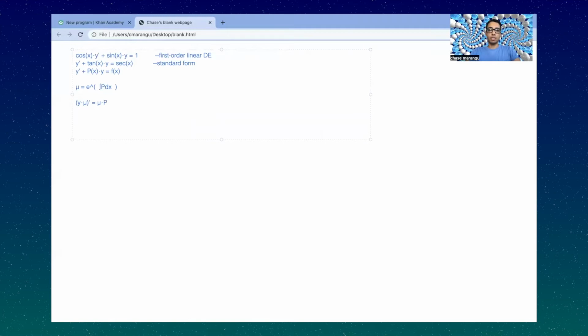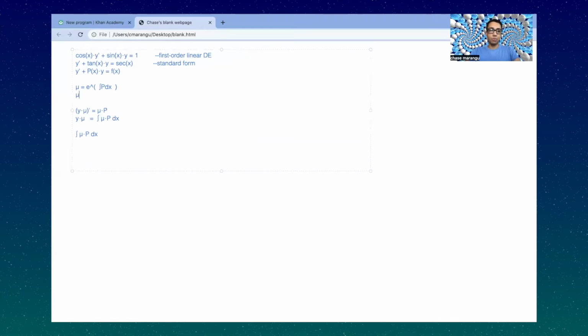So now the next step is, if we integrate both sides of this equation, we get y times mu on the left side, and on the right hand side we get the integral of mu times p. Remember, these are both functions of x with respect to x. So we are just going to focus on this integral for now and worry about the rest of the equation later. Mu, as we defined earlier, is e to the integral of p dx.